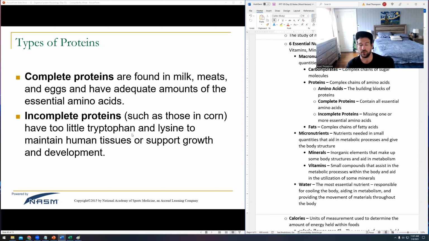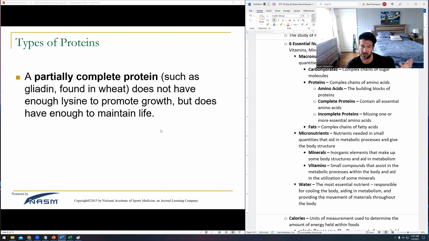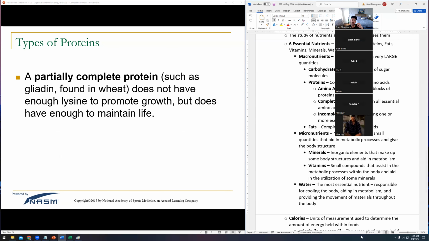They don't have tryptophan or lysine. So because of that, they're an incomplete protein. Doesn't mean they're unhealthy. In fact, they're incredibly healthy. But it does mean that they are missing some of the things that allow you to make new you, to make more of you, right?